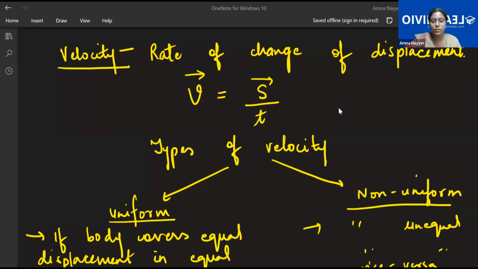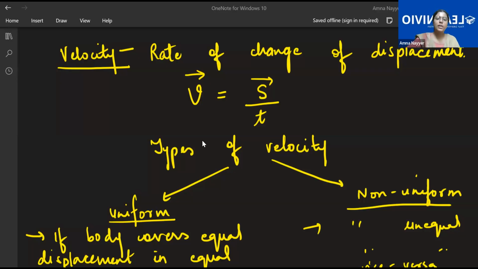Velocity is a vector quantity, so we will talk about distance, speed, displacement, then velocity. So what was distance? Distance was the total path covered. It was the scalar quantity. So when it got changed with respect to time, we had the quantity which was speed. But when displacement got changed with respect to time, the quantity that we got was velocity.